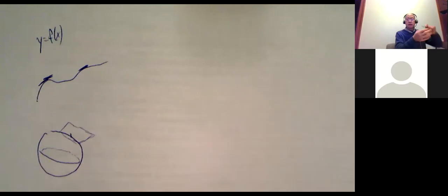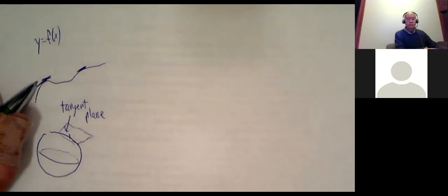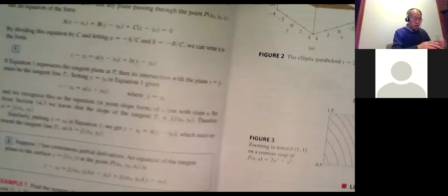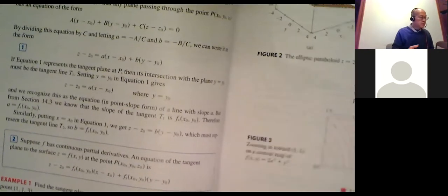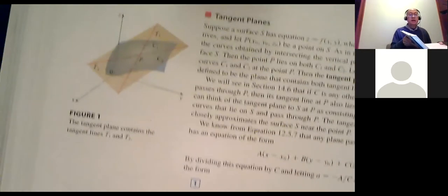If you can imagine, you're just resting something on the ball, so to speak. You have a tangent plane. Just like over here, you have a tangent line, here you have a tangent plane. And the book does a pretty good job of the picture of tangent planes, page 928.